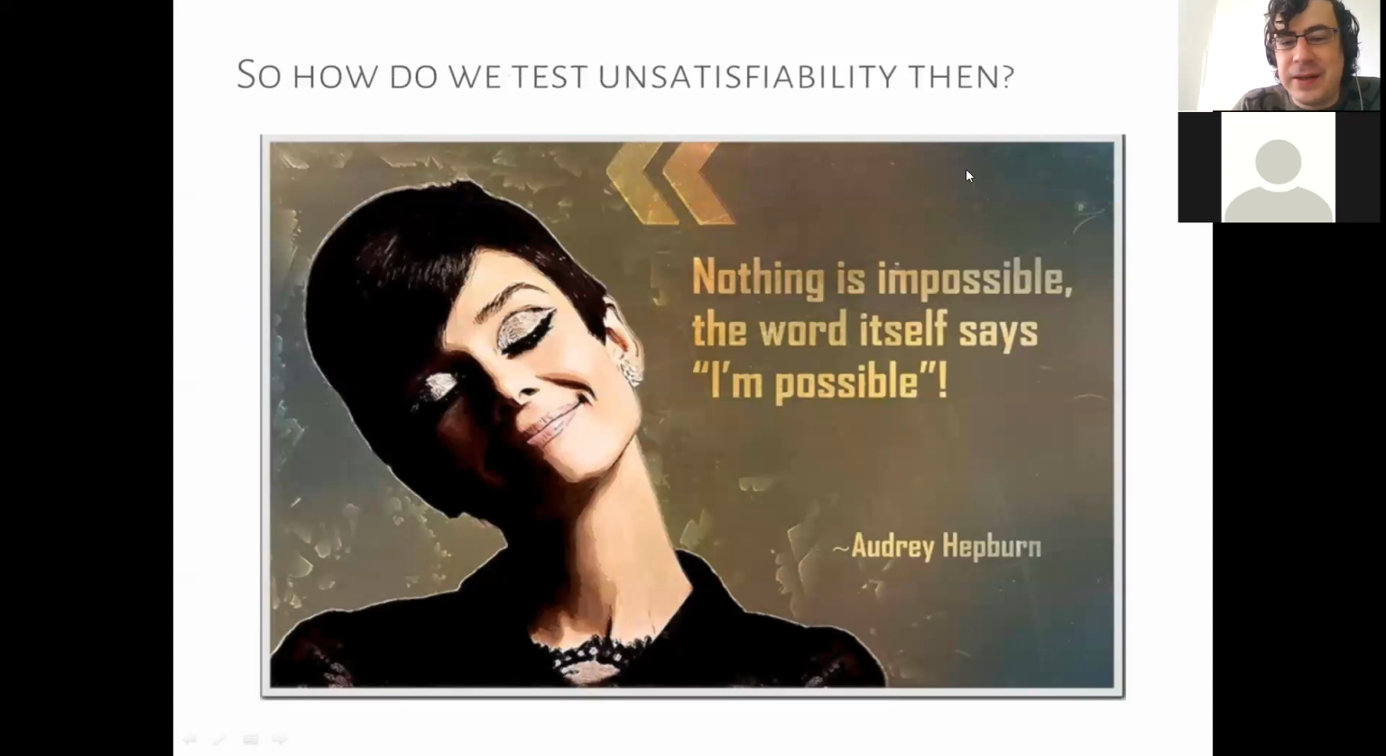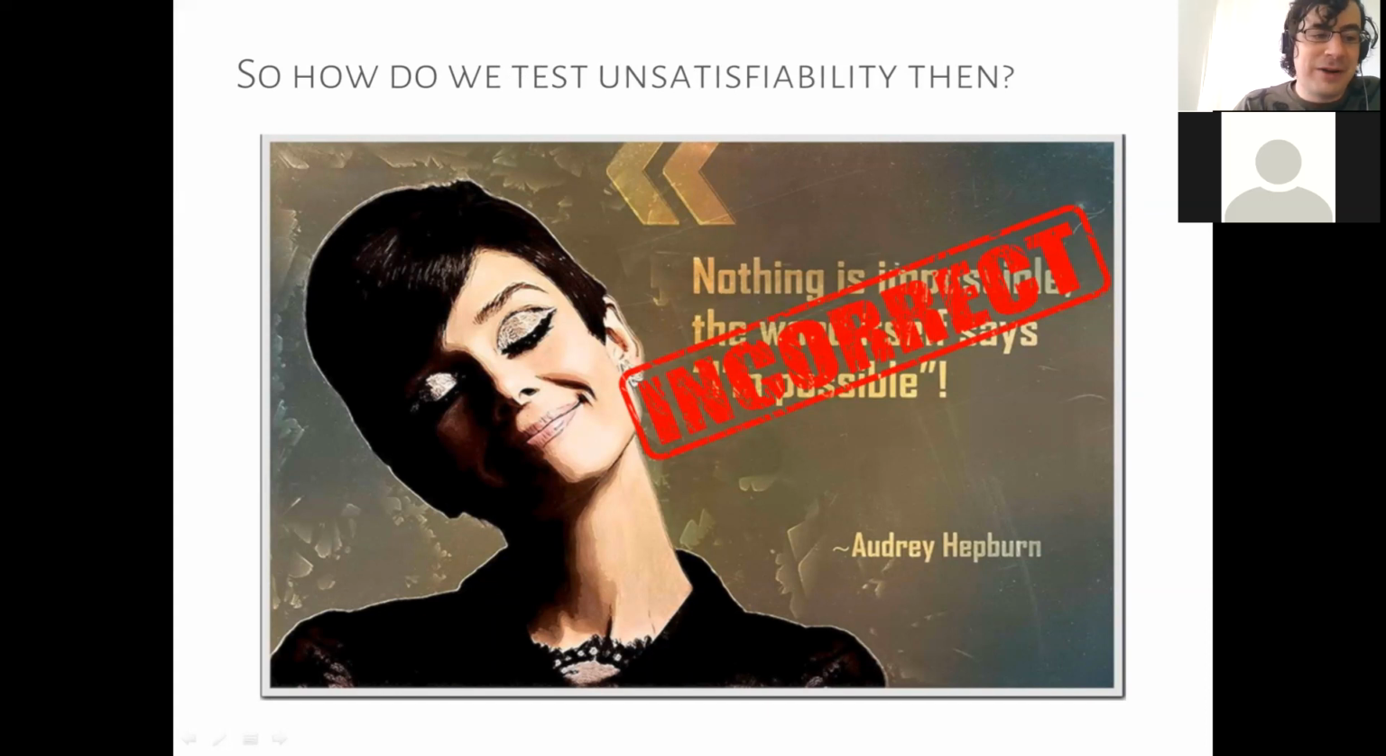So how do we test unsatisfiability then? Audrey Hepburn has this quote, nothing is impossible, where the word itself says I'm possible, which as computer scientists we can say is factually incorrect. There are things that are impossible. One of the things that is impossible is deciding unsatisfiability for OWL. No matter how good we are at programming, Java or Python or C or whatever, we will never write a program to decide if an ontology is unsatisfiable or not.